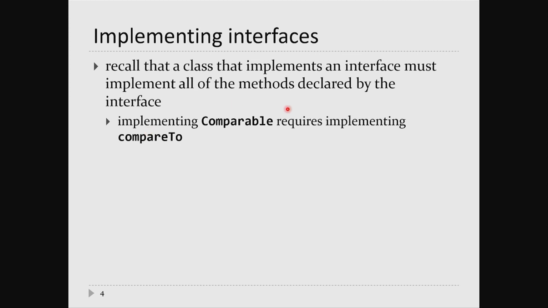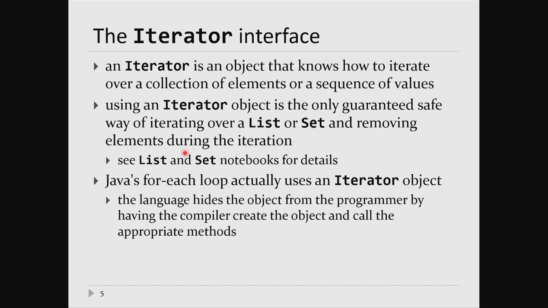Okay, now a class that implements an interface must implement all the methods declared by the interface, right? So we've seen examples of this already too. We've implemented comparable for several classes now. How do you implement comparable? Well, you say you implement comparable, and then you provide a compareTo method. Okay, so there's another interface that I want to look at today, and it's called the iterator interface.